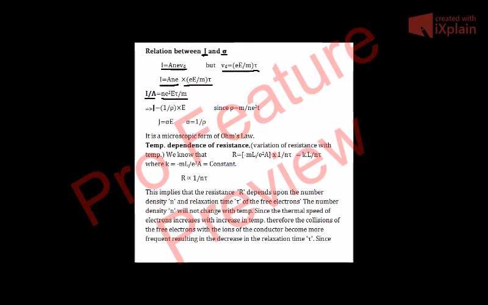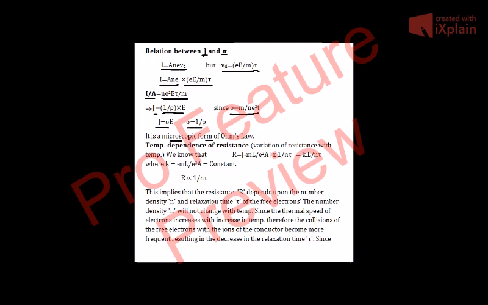It means J is equal to 1 upon rho into E, since rho is equal to m by n e squared tau. This we have also derived. This implies J is proportional to E, or J is equal to sigma E, where sigma is equal to 1 upon rho. So this is also a microscopic form of Ohm's law.